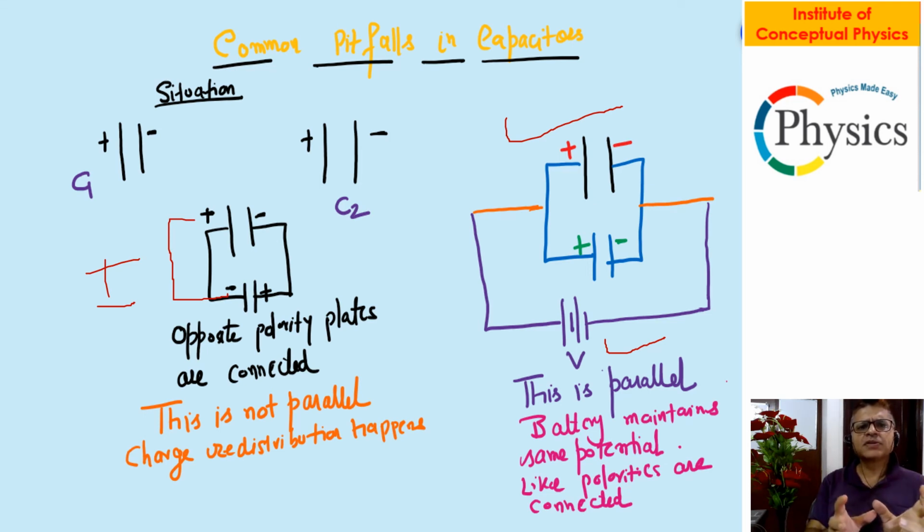So just because the two capacitors are connected in a particular manner, should not lead to the conclusion that these are parallel capacitors. Opposite polarities are connected means charge redistribution will happen until the capacitors achieve a common potential. I hope this helps. You would see some numericals in which this situation is there. So don't get confused between parallel plate capacitors and the capacitors where the plates are connected in reverse polarity.